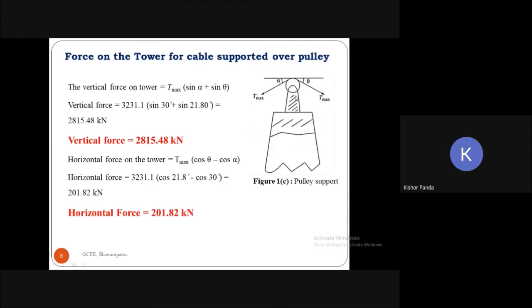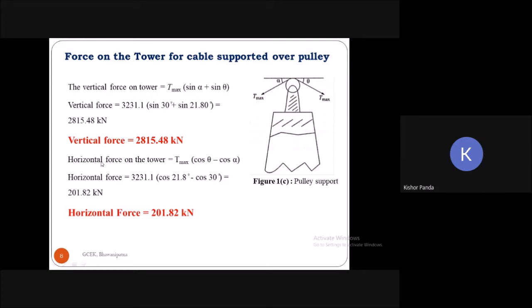So what is the vertical force acting on the tower? This is equal to T max (sin alpha plus sin theta). You know the angles and the maximum tension in the cable. So the vertical force is equal to 3231.1 (sin 30 degree plus sin 21.80 degree), which is equal to 2815.48 kilonewton. This is the vertical force on the tower when the cable is supported over a pulley.